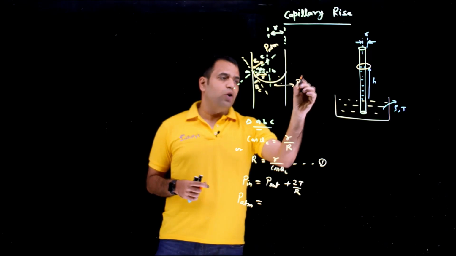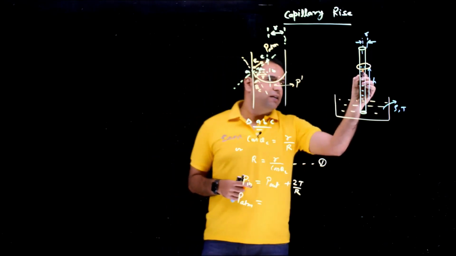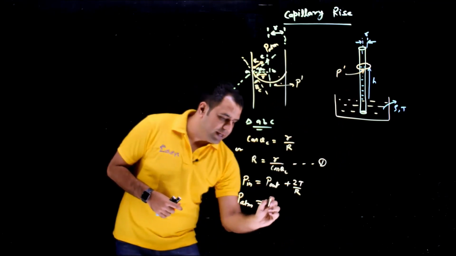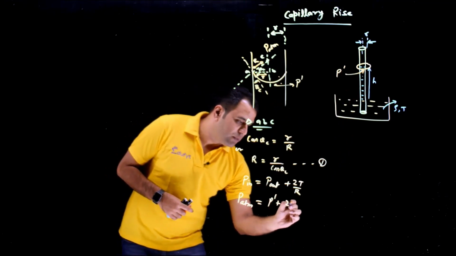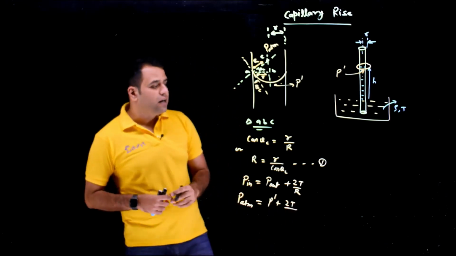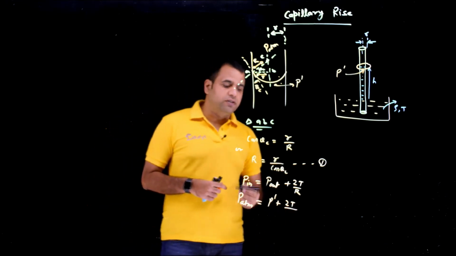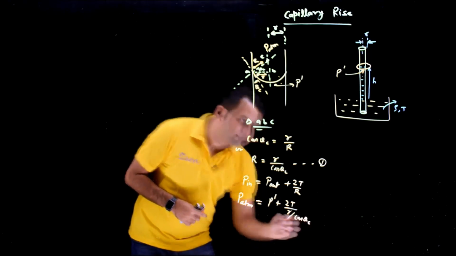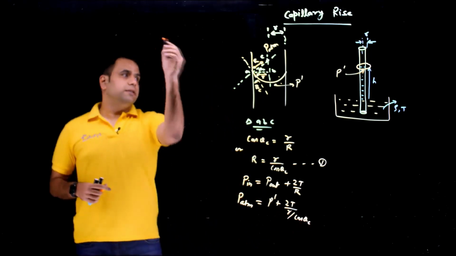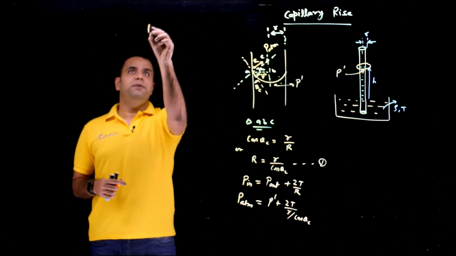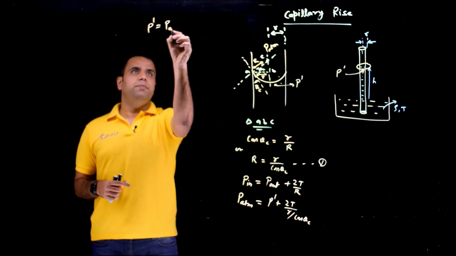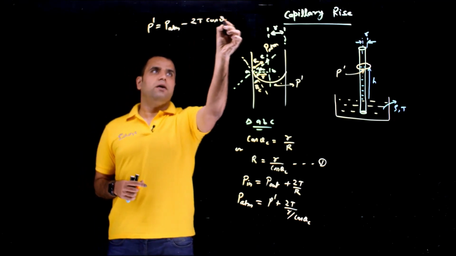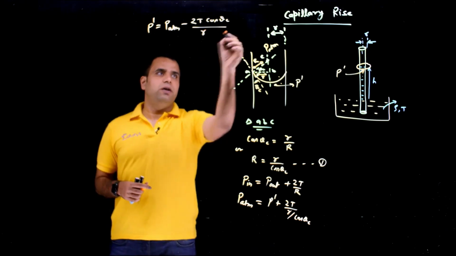I'm calling the pressure here P dash. So P atm is equal to P dash plus 2T upon capital R. This capital R is small r upon cos theta c. So that will give us the value of P dash, which will be P atm minus 2T cos theta c upon small r.